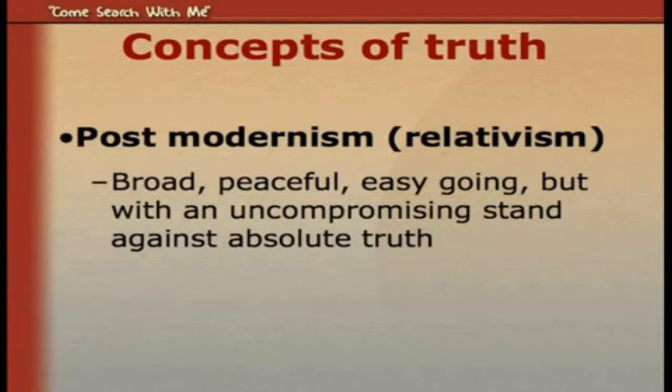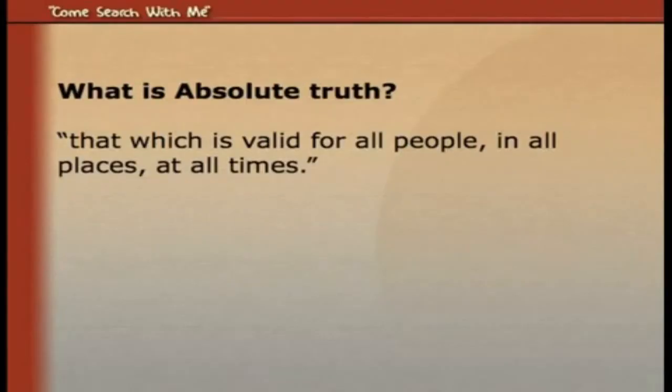Now we're not talking about absolute in the sense of all knowledge. We are talking about that which can form a reference point in our existence. So absolute truth for us must be defined before we carry on. And here's a definition I found, and I think it is quite reasonable. What is absolute truth? That which is valid for all people, in all places, at all times. So in our existence, that will be called an absolute truth. And relativism says there is no such thing as absolute truth.